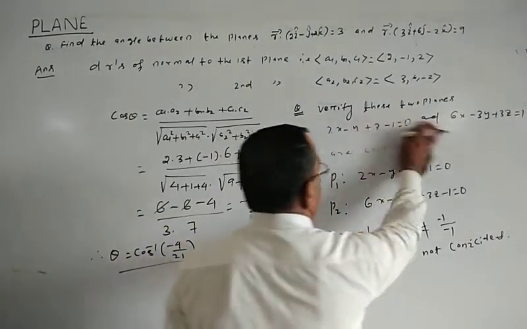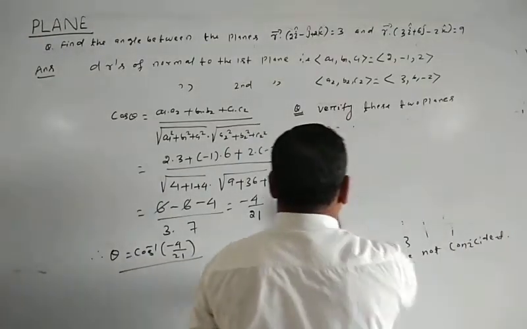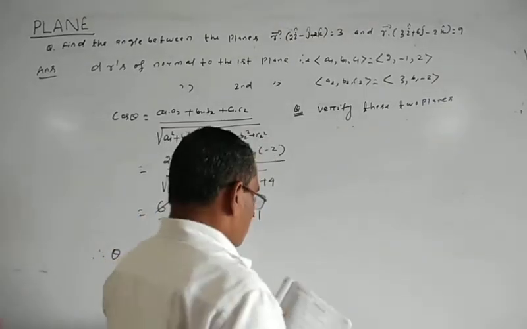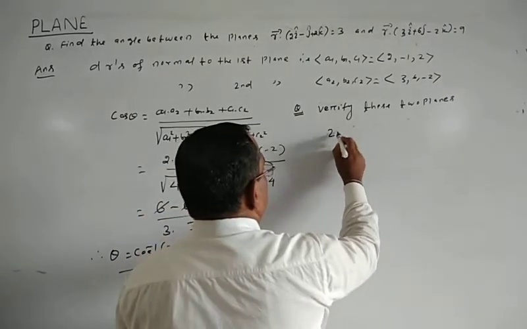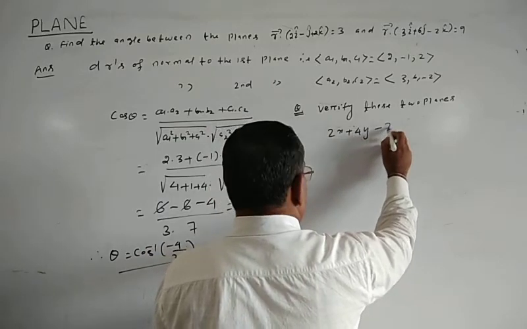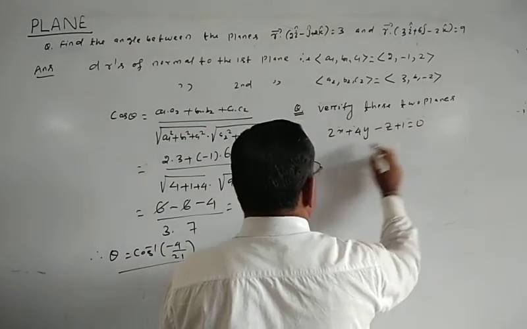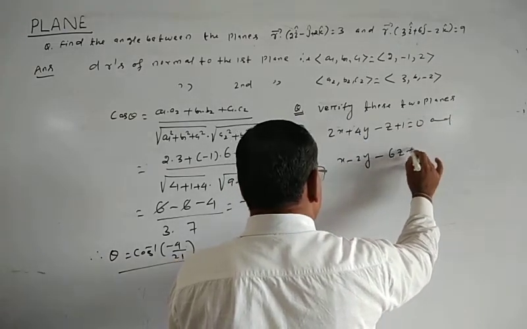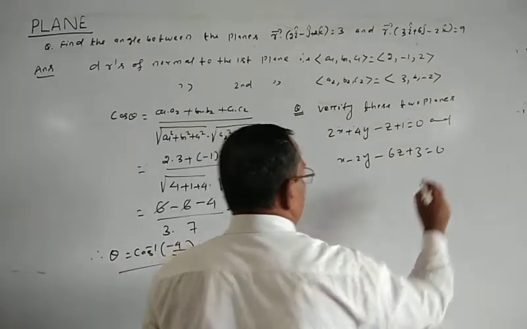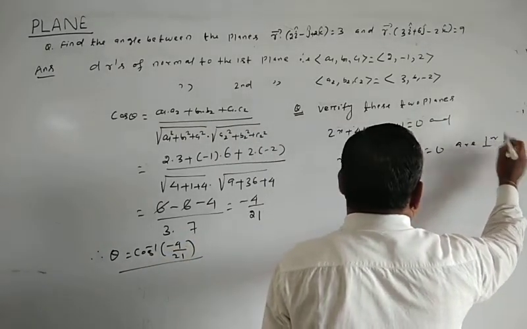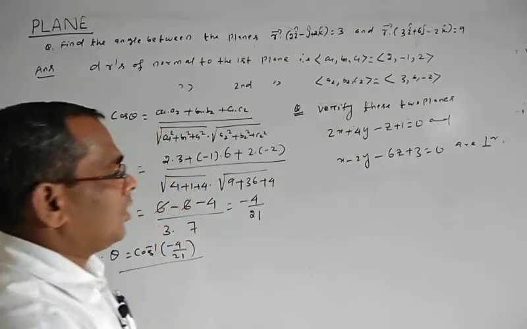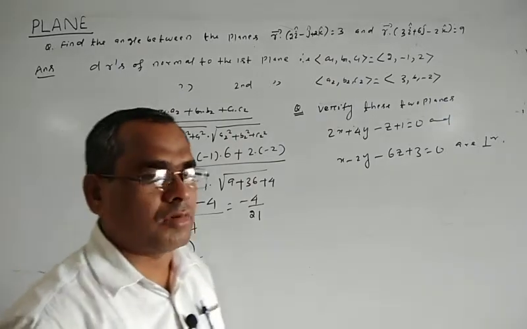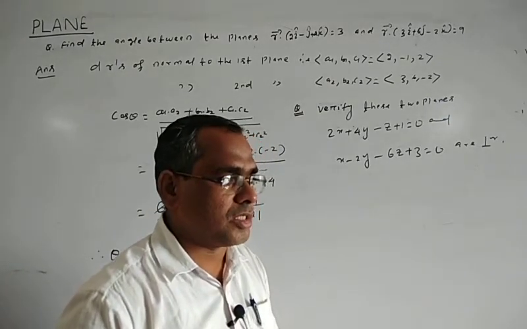Another question. These two planes, 2x plus 4y minus z plus 1 is equal to 0, and x minus 2y minus 6z plus 3 is equal to 0, are perpendicular. You verify that these two planes are perpendicular. Okay, so what is the condition for perpendicular? a1 a2 plus b1 b2 plus c1 c2 is equal to 0.